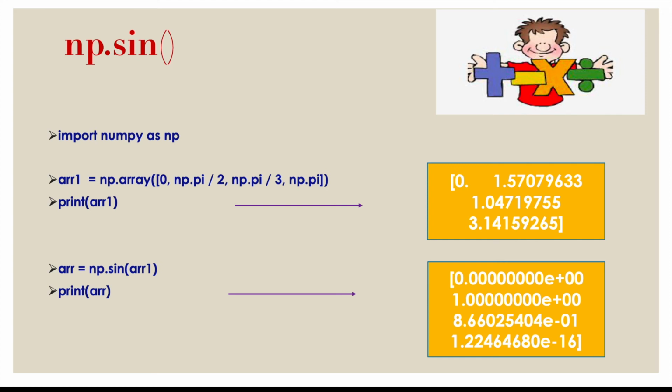The trigonometric functions of numpy help to solve mathematical trigonometric calculations in an efficient manner. The numpy sine function helps to find the sine value of the angle in degrees and radians.